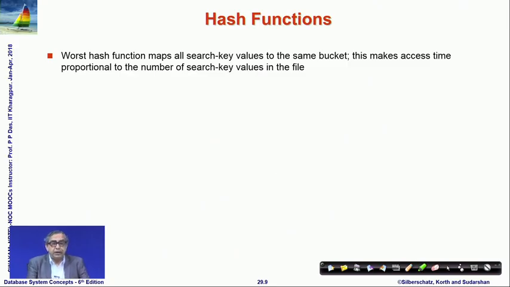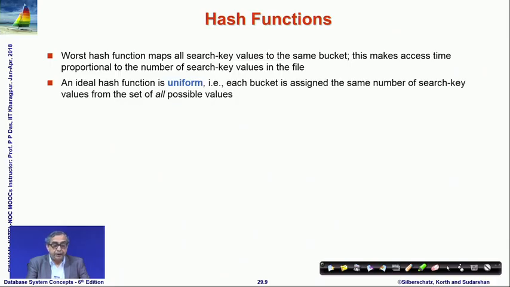Now, the question is, it is a mathematical function, so how good or how bad is it? We will say that the worst possible hash function is one which maps all key values to the same bucket, so that everything will have to be done serially. That is of no use. The ideal one would distribute the different search key values in different buckets in a uniform manner from the set of all possible values.